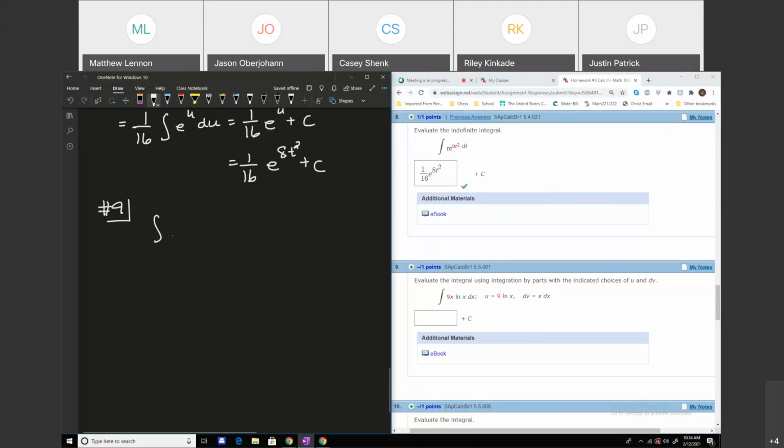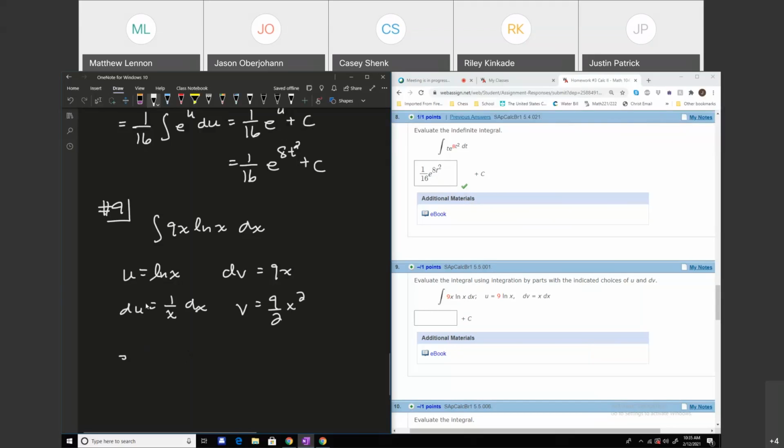So we're doing the integral of 9x natural log of x dx. When we have the natural log in a polynomial, typically the log is going to be the u, and the 9x will be the dv. So that'll make du 1 over x dx, and v will be 9 over 2 x squared.